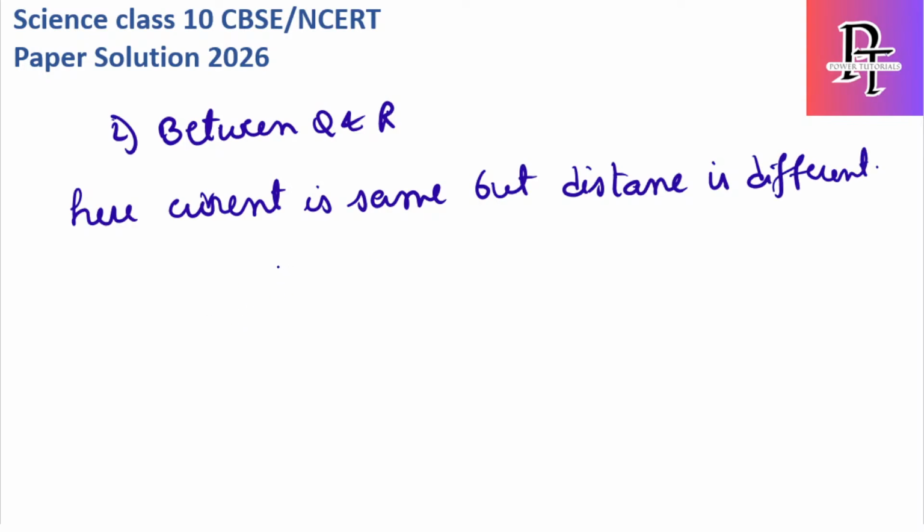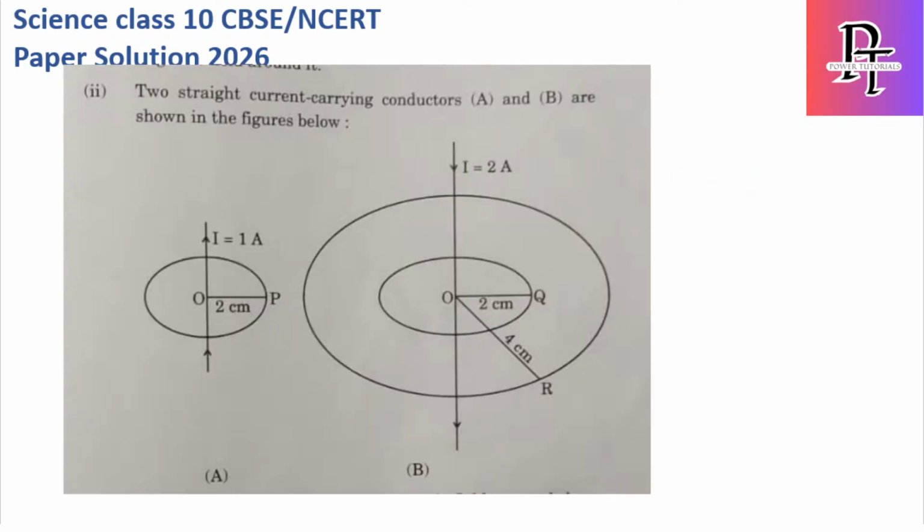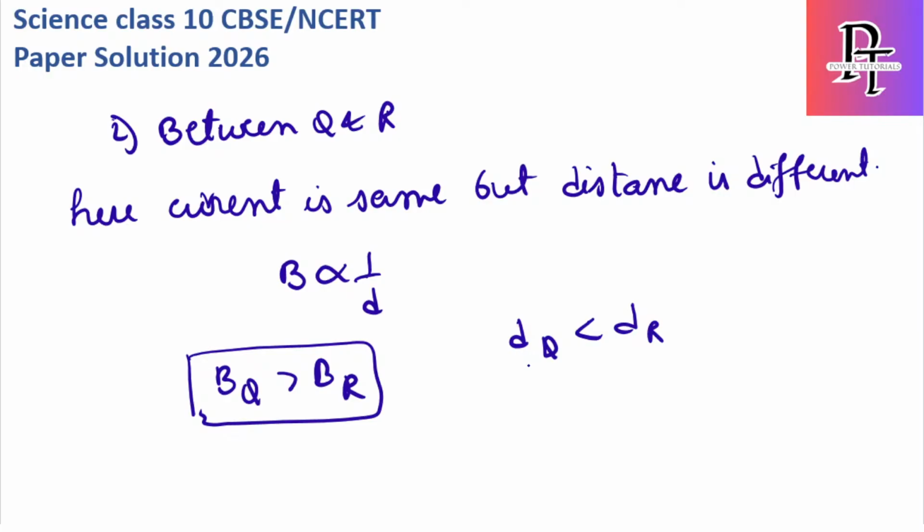If the magnetic field is inversely proportional to distance, then B of Q is again greater than B of R. Why? Because the distance of Q is less than the distance of R, where Q is 2 and the other is 4 centimeters. 2 is less than 4.